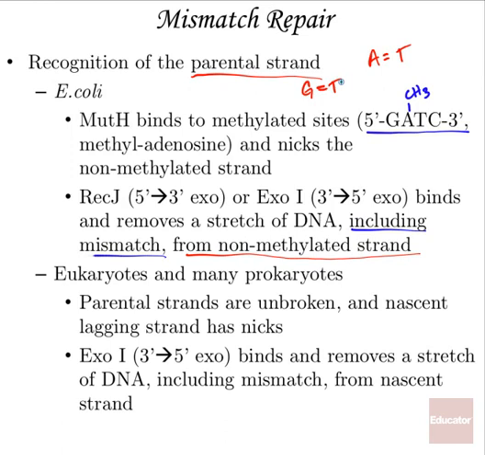So that's how eukaryotes and a lot of prokaryotes can recognize which strand is parental versus which strand is newly synthesized, nascent. So we have EXO1, a 3' to 5' exonuclease, binding and removing that stretch of DNA, including the mismatch, from the nascent strand only. All right, and then we have our DNA pol delta coming back in, resynthesizing, hopefully this time, the correct nucleotide, and then we have DNA ligase sealing the gap.